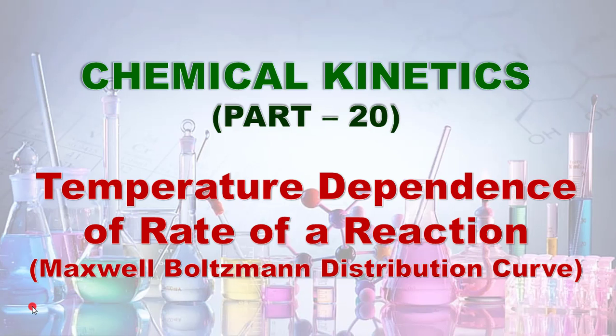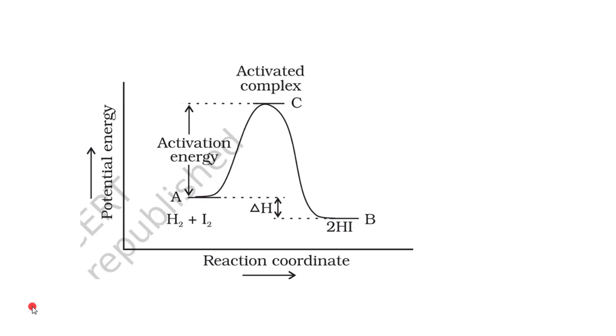In this part, we'll discuss how the rate of reaction is affected by temperature using some graphs, which we call Maxwell Boltzmann's distribution curves. Now, in the previous session, we discussed that an increase in temperature increases the rate of reaction, and with an increase in temperature by 10 degrees Celsius or 10 Kelvin, the rate of reaction almost doubles.